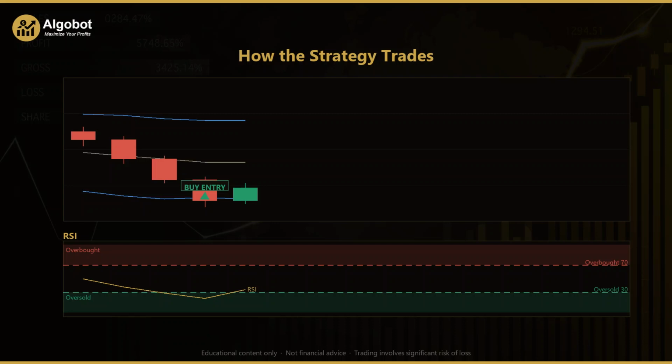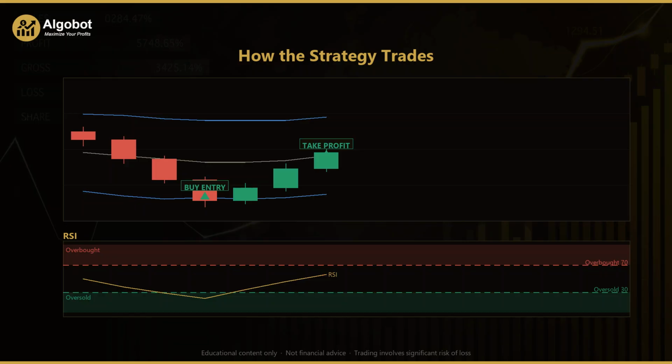Now look at the fourth candle. Price closes below the lower blue band, poking outside its normal range, and at the same moment the RSI dips beneath the 30 line into the oversold zone. Both of the strategy's conditions are now satisfied at once. This is where the buy entry appears.